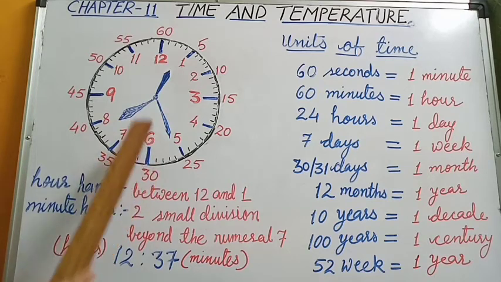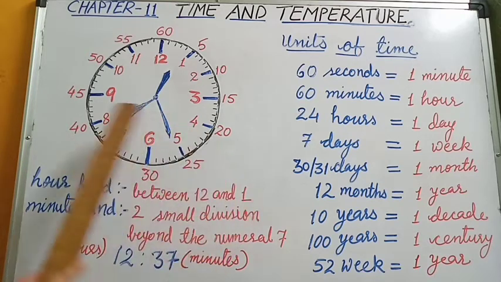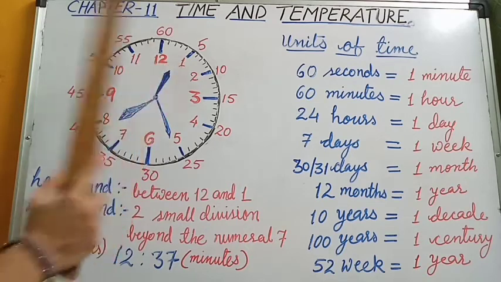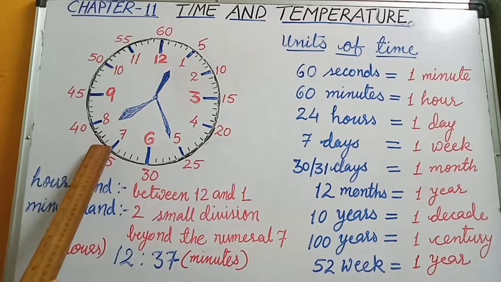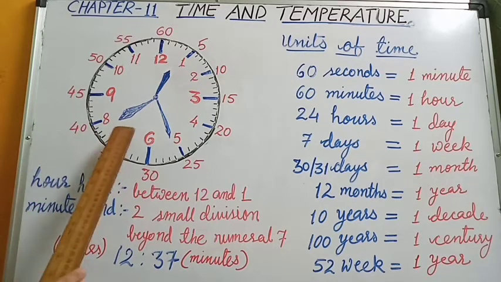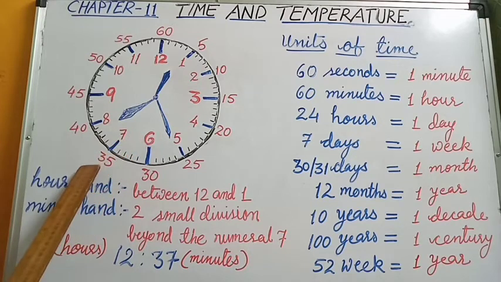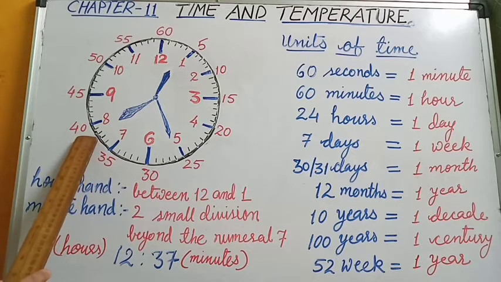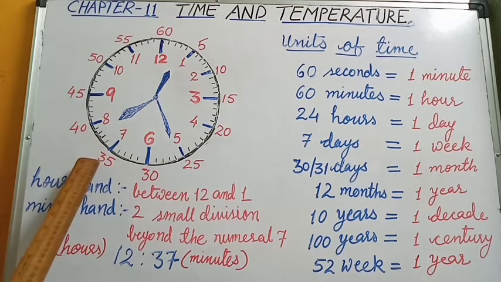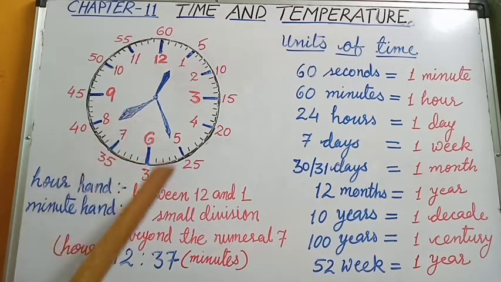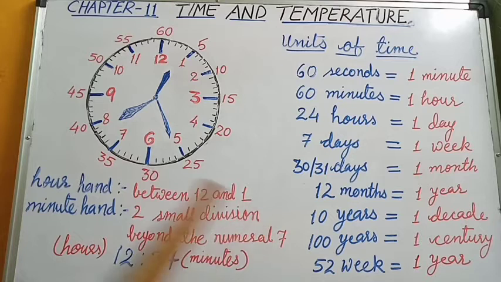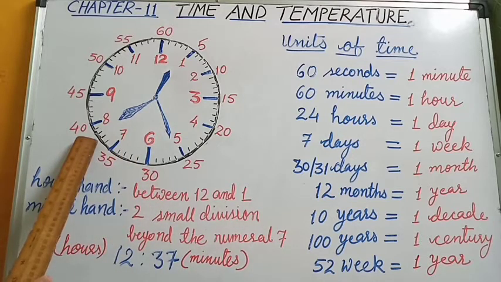Suppose the hour hand is between 12 and 1 and the minute hand is two small divisions beyond the numeral 7. We all know whenever the minute hand is at 7, it will represent 35 minutes, and it is two small divisions beyond the numeral 7. That means after 35 minutes, two more divisions are there, 36 and 37. So when the minute hand is two small divisions beyond the numeral 7, it will represent 37 minutes.